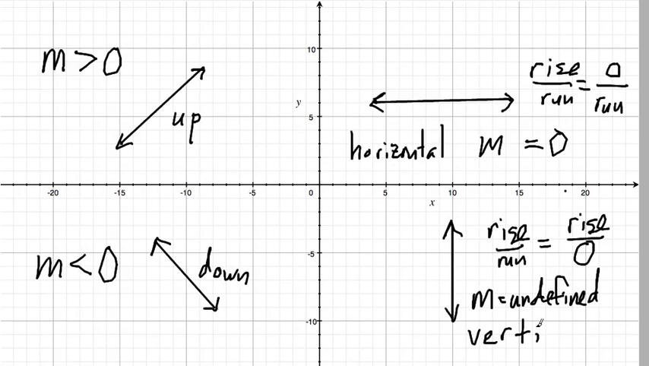So these are the four cases of slope. If it's positive, it's an upward sloping line. If it's negative, it's a downward sloping line. If the slope is 0, it's horizontal, and if it's undefined, it goes up and down.